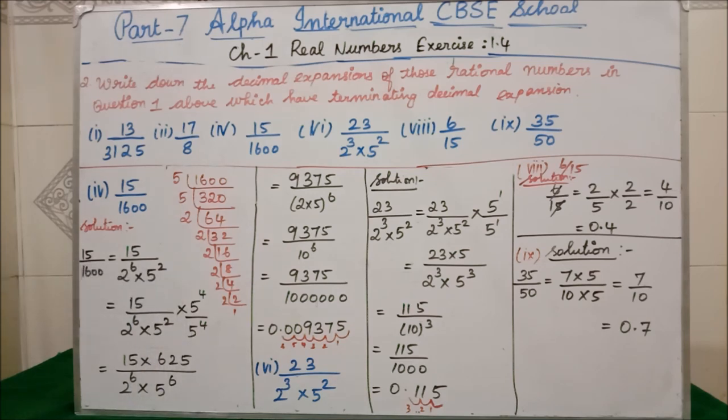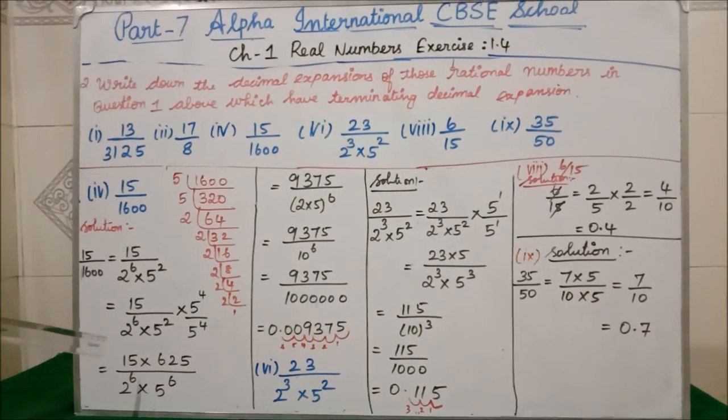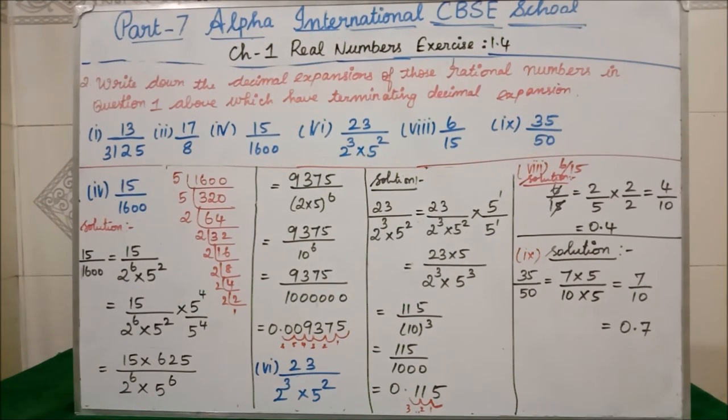To get 5 power 6, what you have to do is multiply by 5 power 4 and divide by 5 power 4. Why? Here also base is 5, here also base is 5. So if you add the powers, 2 plus 4, what will you get? 6. So here you are getting 2 power 6 and here also 5 power 6. To get both the powers same, we are multiplying by 5 power 4 and dividing by the same 5 power 4. Clear, all of you?